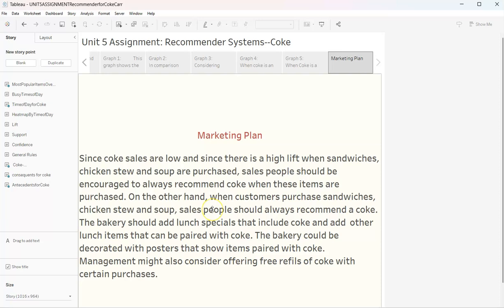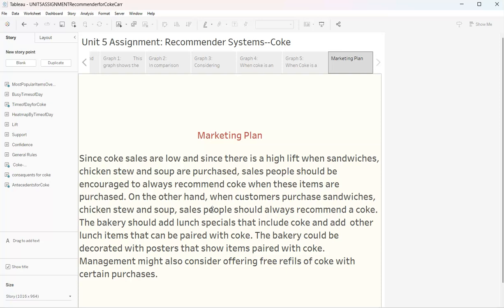Marketing plan. Since Coke sales are low and since there is a high lift when sandwiches, chicken stew, and soup are purchased, salespeople should be encouraged to always recommend Coke when these items are purchased. On the other hand, when customers purchase sandwiches, chicken stew, and soup, salespeople should also always recommend a Coke.